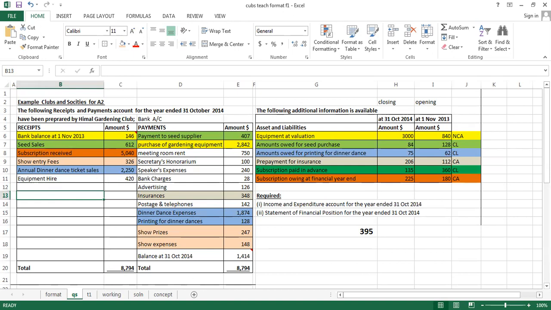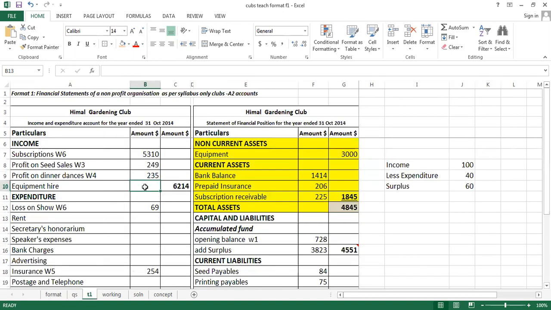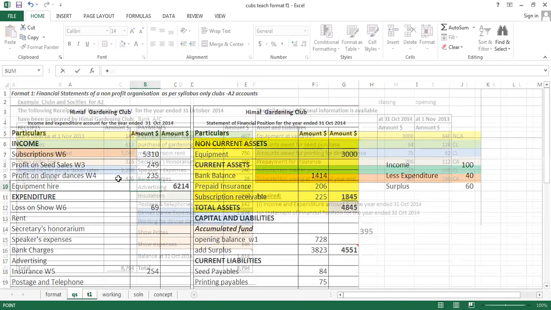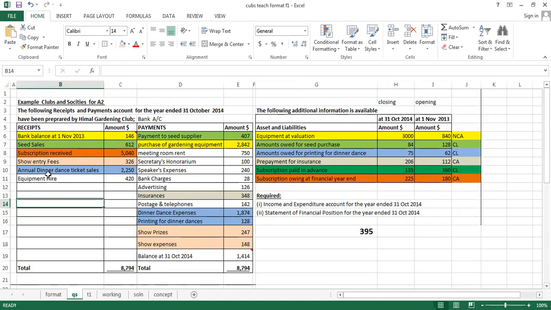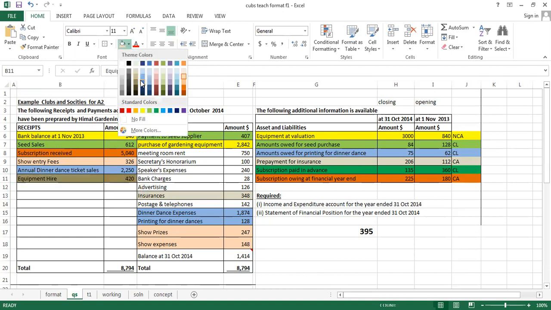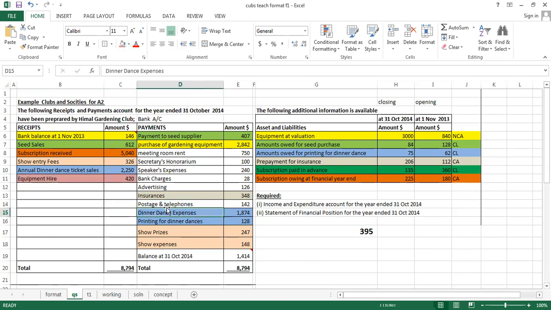So you're going to place this up here in the answer, 420. Equipment hire, this is a receipt. Receipt is income, 420. Okay, this is done. Back to the question. So equipment hire is also complete. Okay, so in the receipt section, all the items have been recorded in some way or the other.